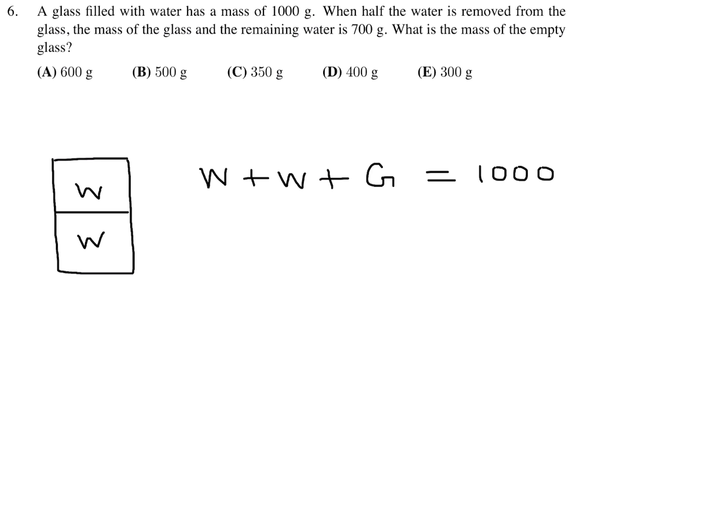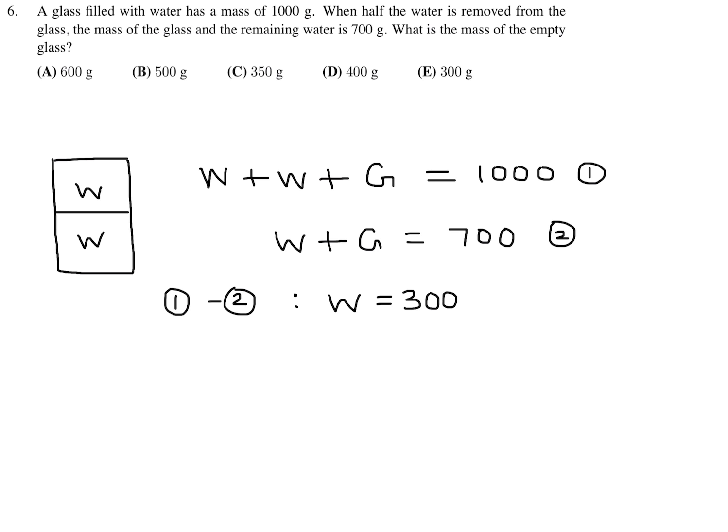And then they tell you that when half the water is removed, the mass of just the glass and the remaining water, so that'll be half the water, which is W over 2, plus the glass, is 700. And they want you to figure out the mass of G. All right, well, if this is equation 1 and this is equation 2, and you subtract 1 minus 2, you get W over 2 is equal to 300. And then if you substitute that back into here, you'll get 300 plus G is equal to 700, and therefore G is equal to 400. So 400 is the answer, so number 6, choice D, is correct.